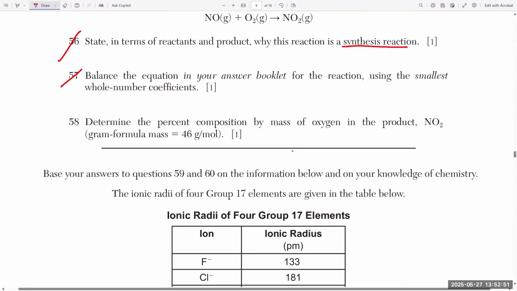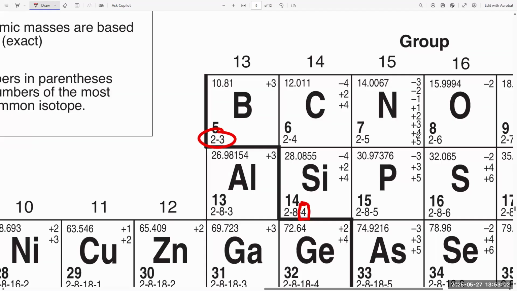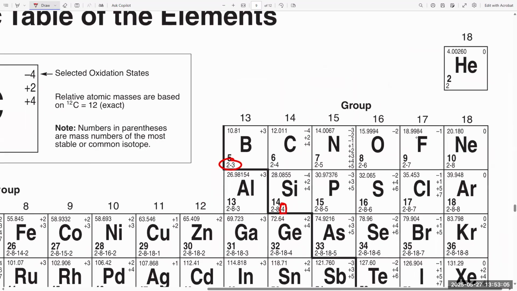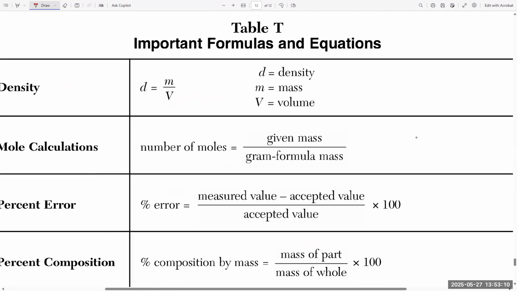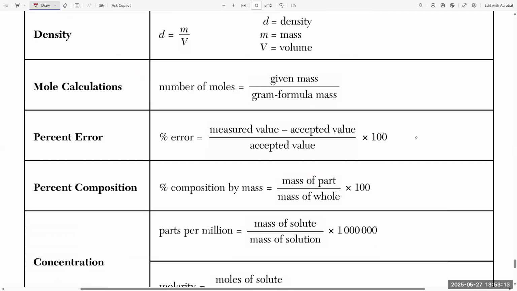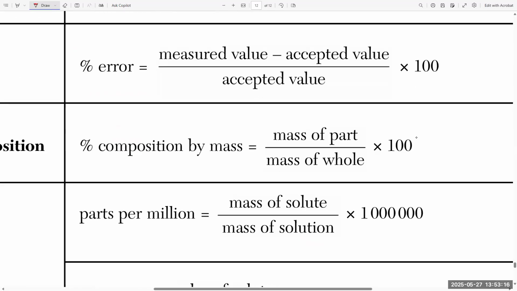Determine the percent composition by mass of oxygen in the product NO2, whose gram formula mass is 46 grams per mole. So it's NO2, right? So it's a percent by mass. And I think the equation, if you don't know, might be in here. Let's see. Percent composition is right here. It's the mass of part over mass of whole. So let's say NO2 is what we're looking at. So they want oxygen, so it's mass of oxygen over mass of NO2. That's how we would do it. So let's go figure it out.